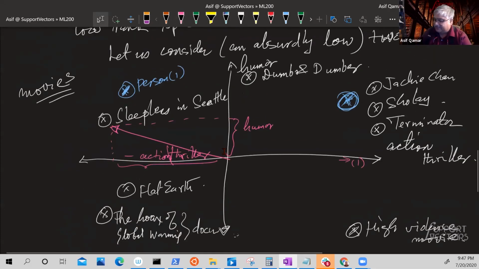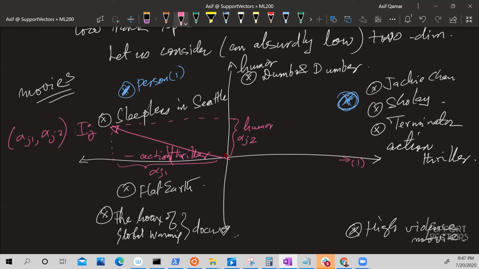The coordinates of this point is basically alpha j. So suppose this is item j, alpha j1, and this much is alpha j2. Does the notation make sense, guys? It's quite simple, I hope, what I just wrote. So alpha j1, alpha j2. These are the coordinates of this point, the item j, in this space. Are we together, guys? Does it make sense? Yes. Isn't it? So this is that.